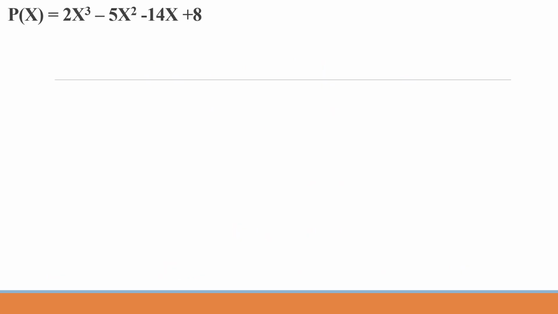First we have given the equation here. So it is a cubic polynomial. How can we say that? Because it is of degree 3. Now we are going to equate p of x equal to 0.